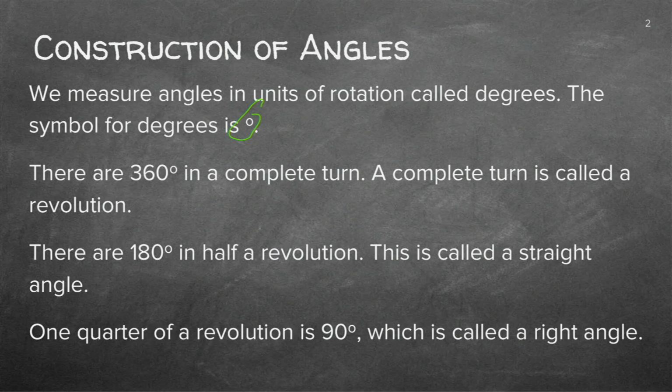Now there are 360 degrees in a complete turn, and a complete turn is also called a revolution, right? Then there are 180 degrees in half a revolution, and it's also referred to as a straight angle. And then 1/4 of a revolution is 90 degrees and is also referred to as a right angle.